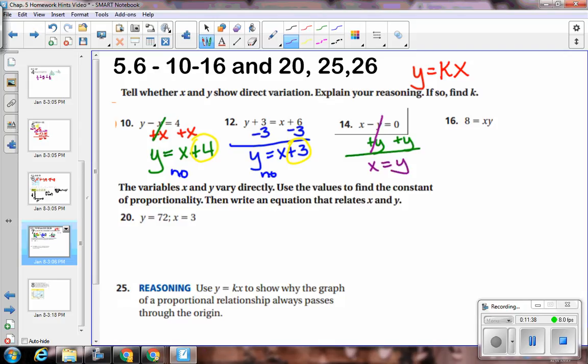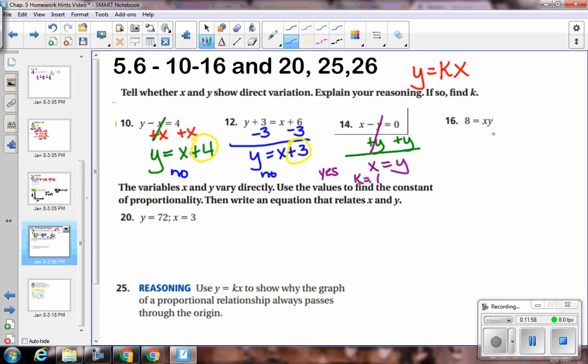So we have an equation that is directly proportional. And what is our k? Why, it's 1. When there's no number in front of x, that means it's a 1. So we found our constant multiplier to be 1 in that case.